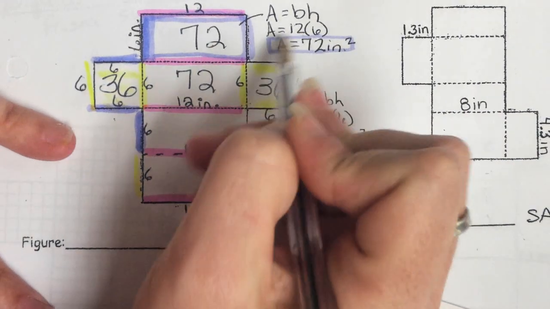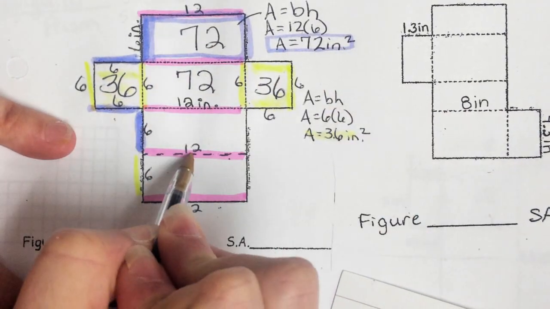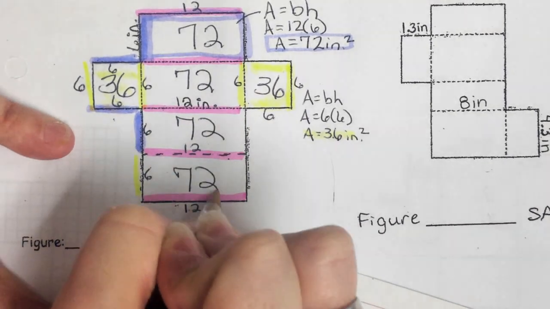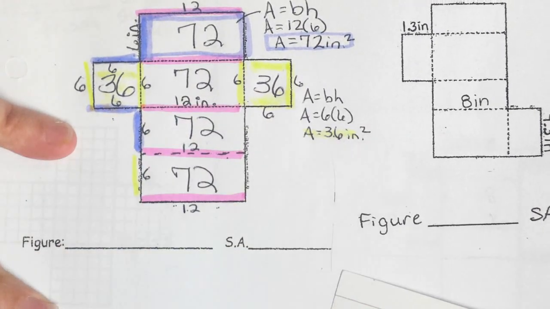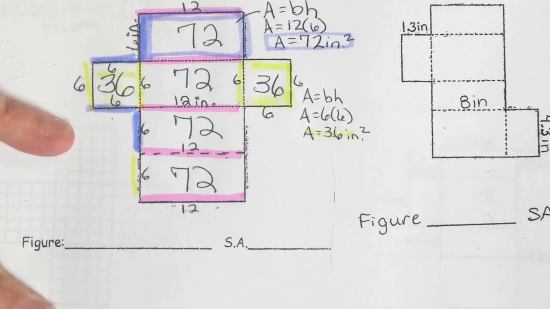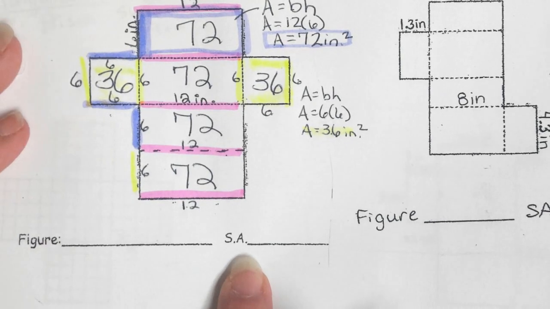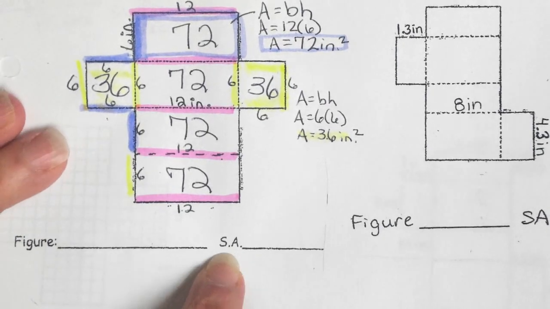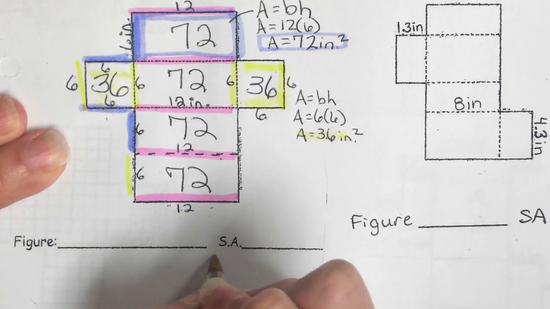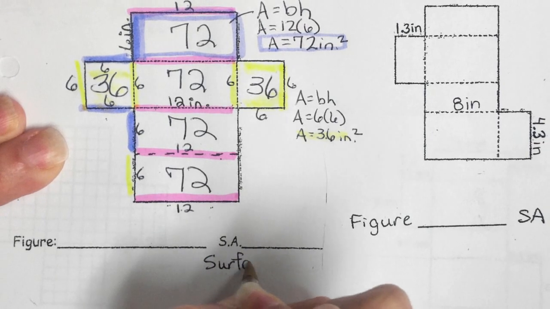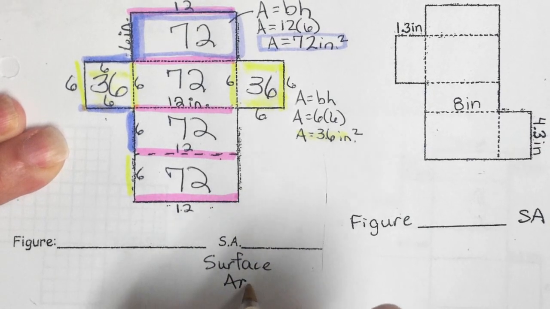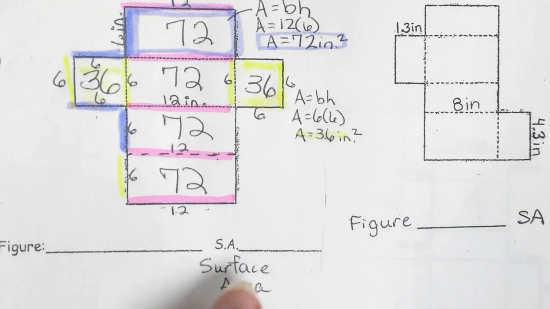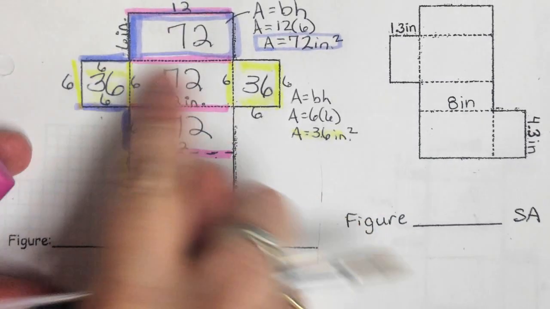72, and since I've already got the math, I look right here, 6 times 12, 72. I don't know who was absent Monday, so I'm just going to say it. What we're trying to find in the end is called surface area. That's what that SA stands for. Surface area. So all the surface of it put all together. So in the end, to find this, we have to add up all the numbers.